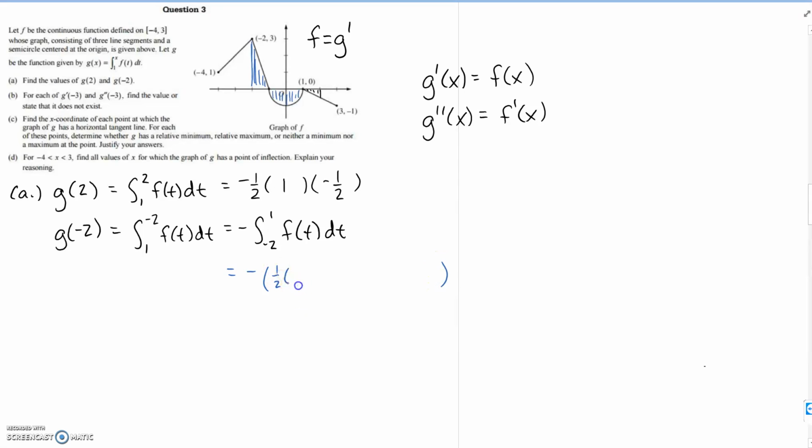So 1/2 base times height for the triangle, and then 1/2 pi r squared for the semicircle. The base of that triangle is 1. The height of that triangle is 3. The radius of that semicircle is 1, and this is not a plus, it's actually a minus. That semicircle is below the x-axis. And again, no need to simplify, so then that's g of -2, then moving on to part B.